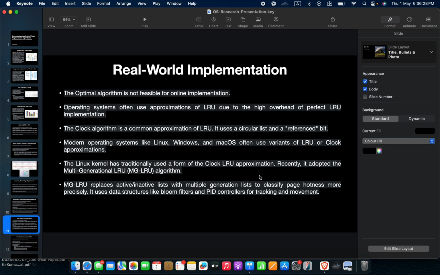And in practice, operating systems rarely implement the theoretical algorithms directly. The optimal algorithm isn't feasible for online implementation, and even perfect LRU has a prohibitively high overhead. Modern operating systems generally use approximation clock algorithms, and the common LRU approximation uses circular lists. Linux traditionally uses a form of clock LRU approximation but recently adopted the multi-generational LRU, that is MGLRU, which replaces simple active inactive lists with multiple generation lists.